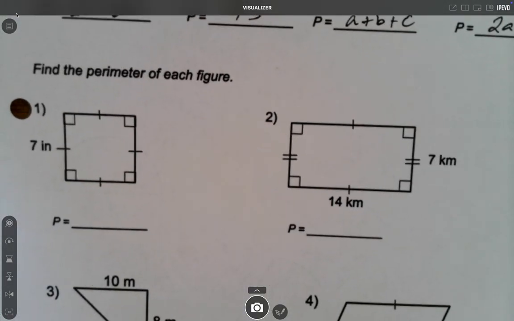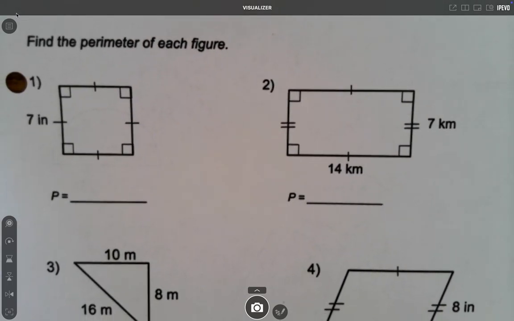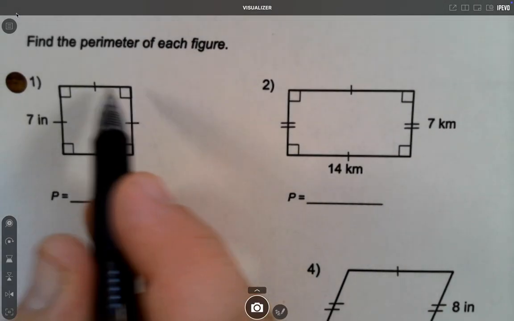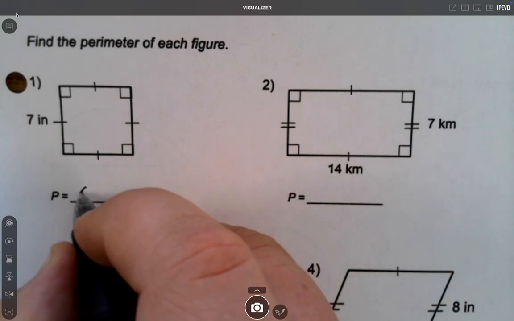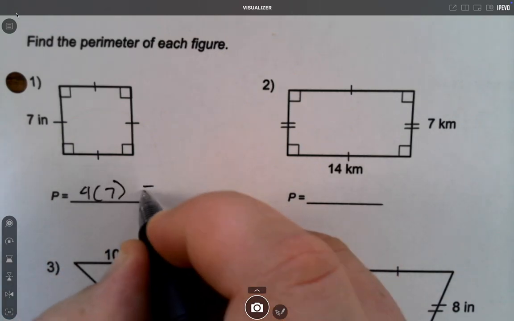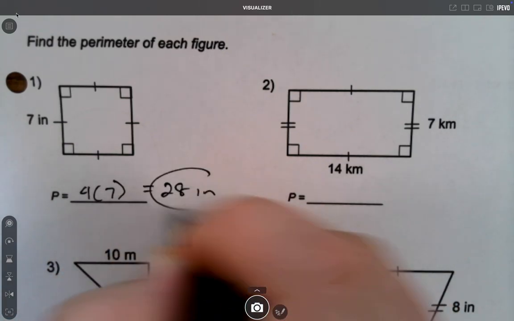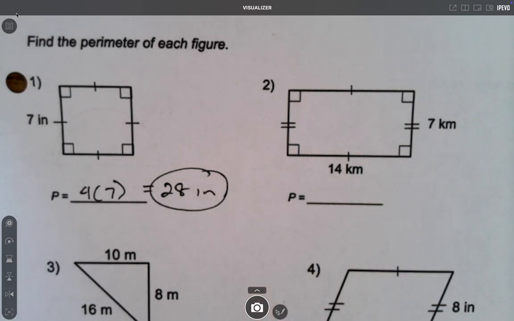Okay, number one. So first thing you gotta do is recognize what shape is it? Well, this is a square because all four sides are equal. So I just do 4 times 7 and I get 28 inches. And make sure you do put the units in these answers.